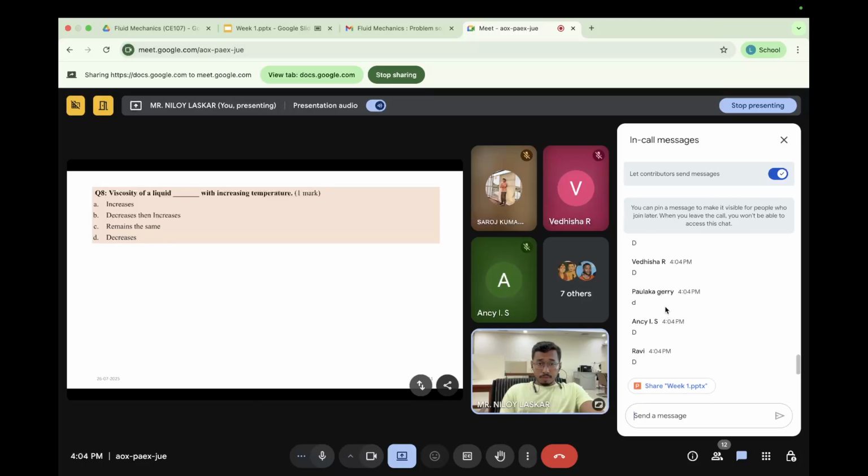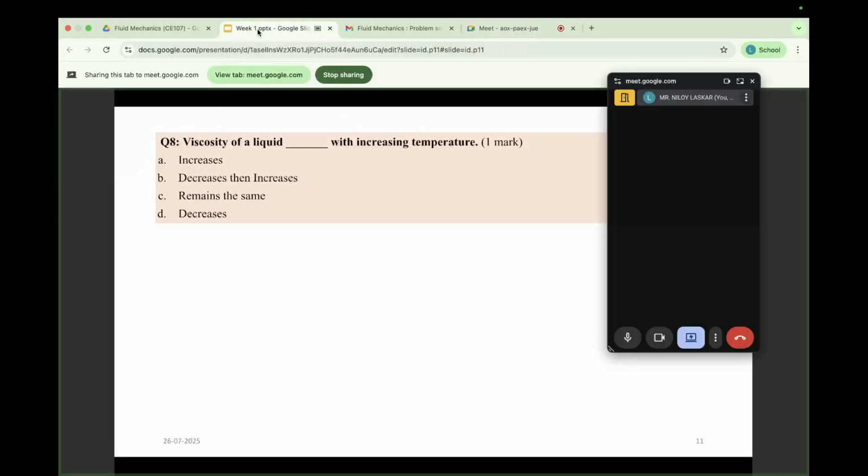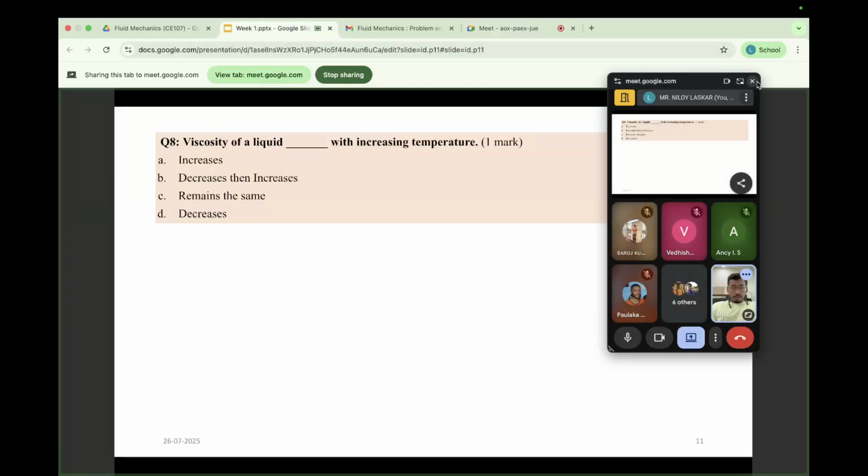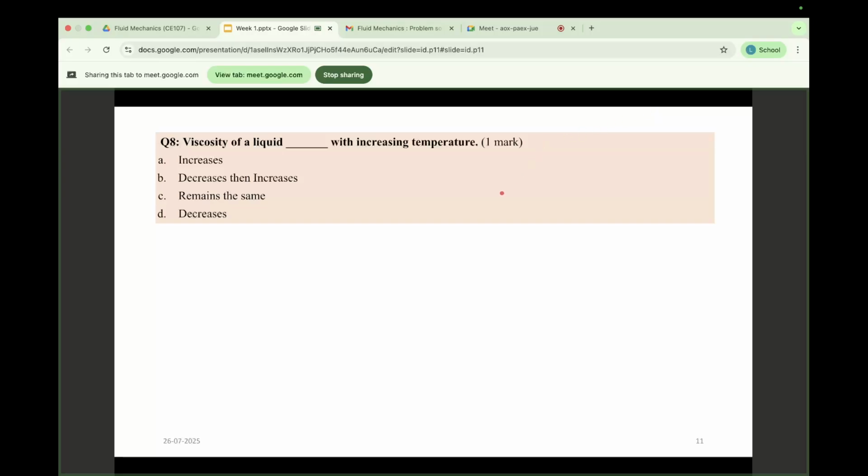Okay, many of you have answered it correctly. Everyone of you has answered it correctly. For those who haven't understood this concept, let us understand this thing.